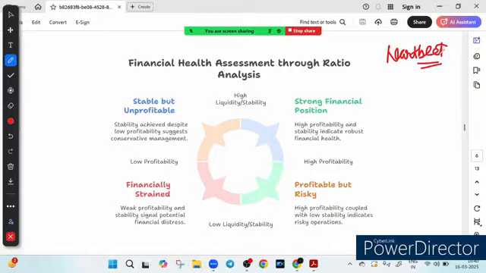So where does your business stand? Let's break it down into 4 key financial positions that every business falls into. First, stable but unprofitable. What does it mean? It means a strong liquidity but low profitability. This means the company is financially stable but not generating higher profit. So a business that plays it too safe might miss out on big opportunities.